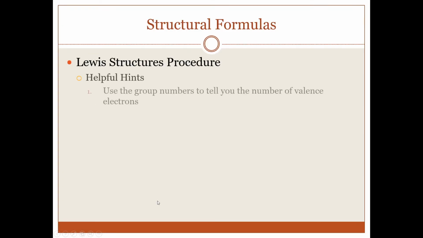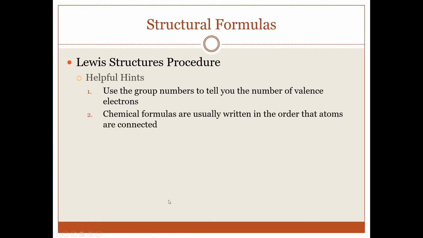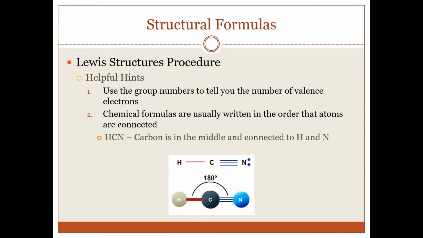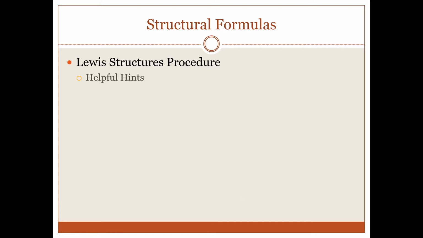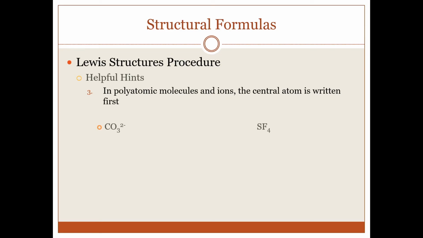So, helpful hints. Use the group numbers to tell you the number of valence electrons. Chemical formulas are usually written in the order that atoms are connected. So for example, HCN: the central atom, carbon, is going to be connected to hydrogen and nitrogen on the sides. In polyatomic molecules and ions, the central atom is going to be written first. So for example, CO2: the C is going to be the central atom, and the oxygens are going to be connected around it.